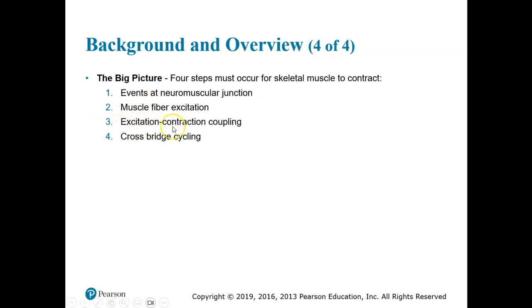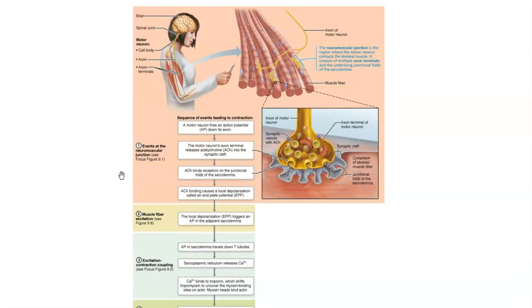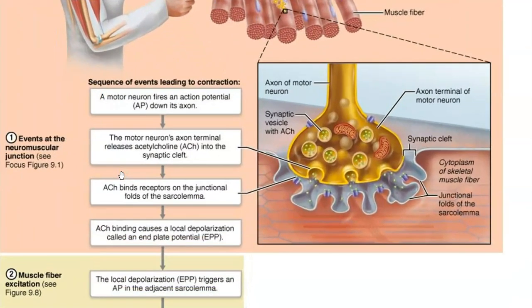And then excitation-contraction coupling. That means the electrical event is coupled to the mechanical event, the contraction of the muscle fiber. And then the part that we call cross-bridge cycling, which describes the contraction of the muscle. So these are the steps, the sequence of all of the events that lead to contraction, and they're broken up into those 4 components. So we'll start with the events at the neuromuscular junction. You can see a picture here.